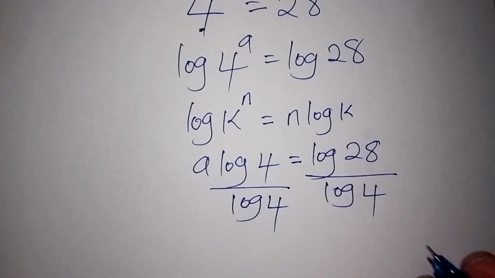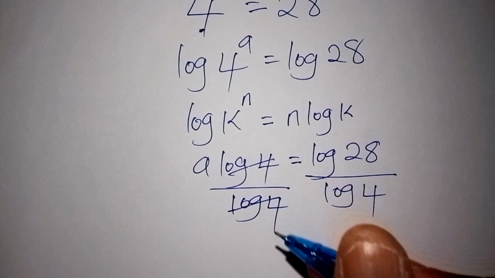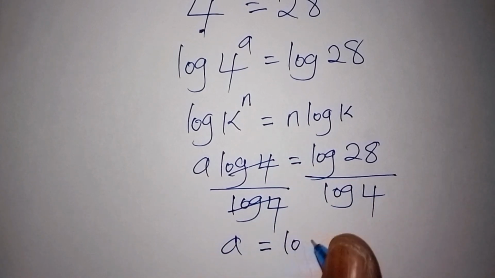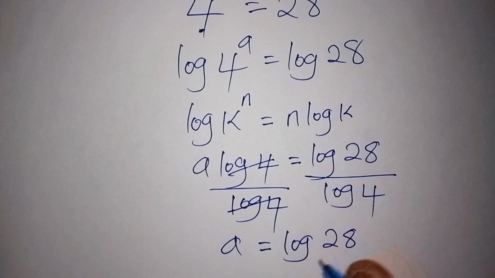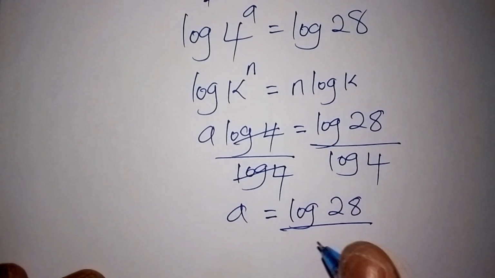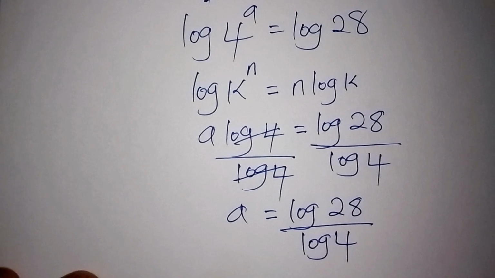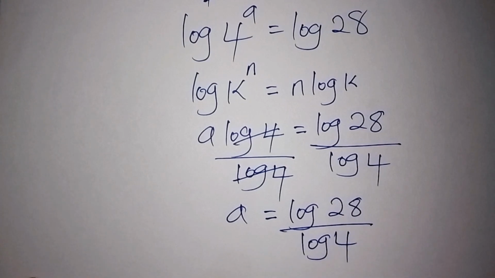So from there, the log of 4 and the log of 4 shall cancel, such that now we shall remain with a is equal to the log of 28 all over the log of 4. So don't make a mistake of leaving this answer the way it is. We still have room for simplifying it further. So this one is now what we shall do.